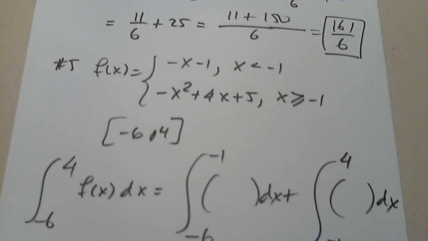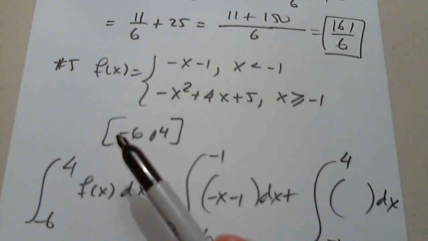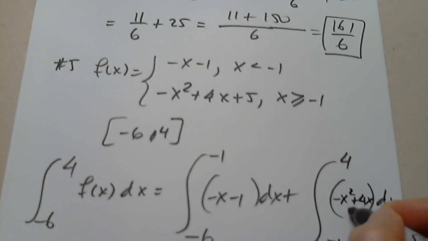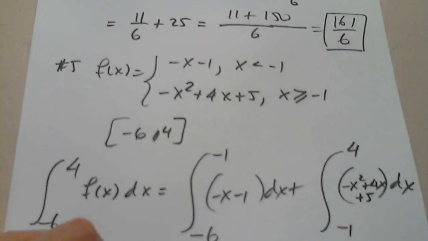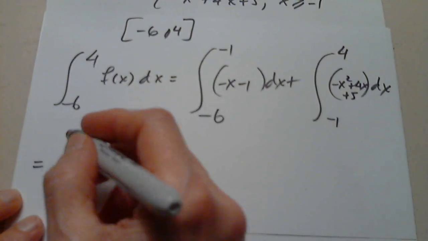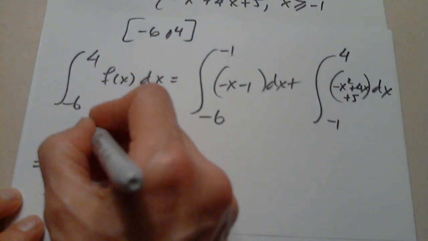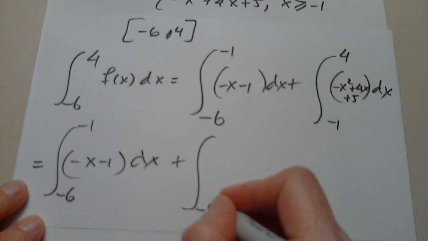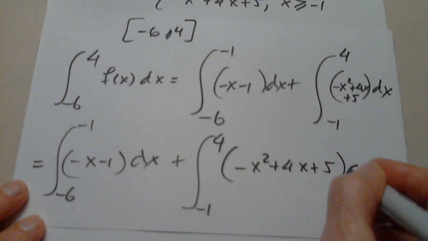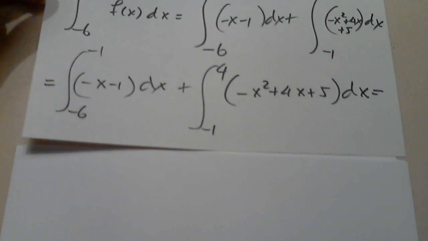Would the first one be negative x minus 1? Of course. And the other one from negative 1 to 4, so negative x squared plus 4x plus 5. I'm going to write it again because it's not clear. I didn't have enough room. So the integral of negative x minus 1 dx from negative 6 to negative 1 plus the integral from negative 1 to 4 of negative x squared plus 4x plus 5 dx. You don't have to write it twice. I had to because it was squeezed in there.